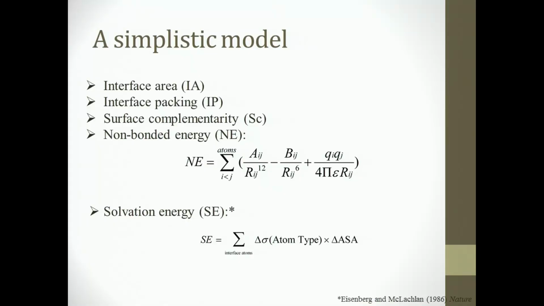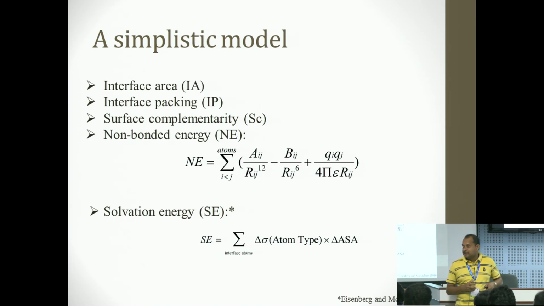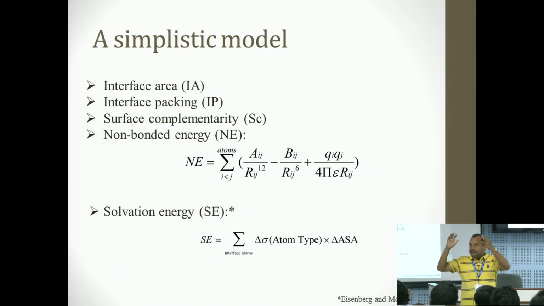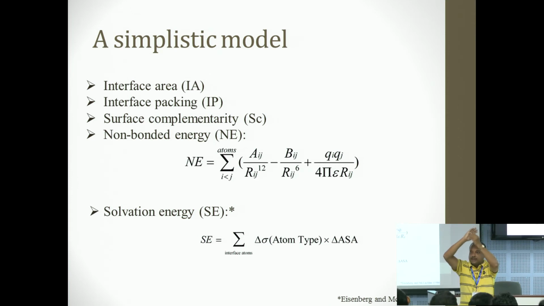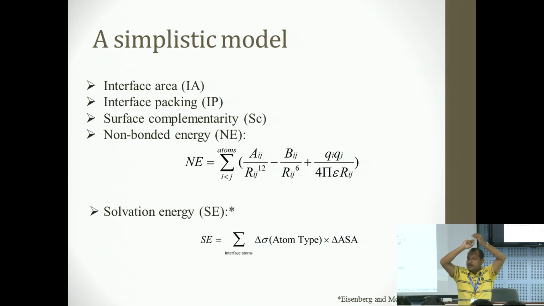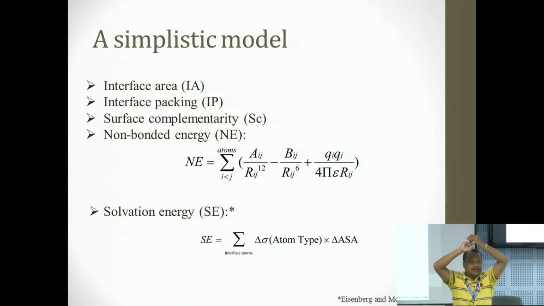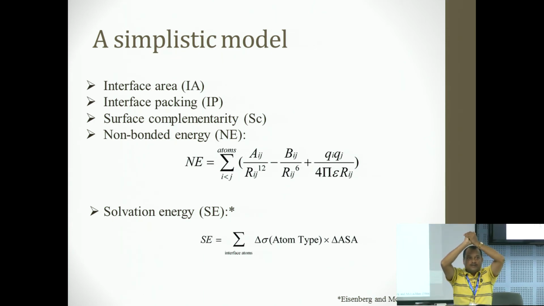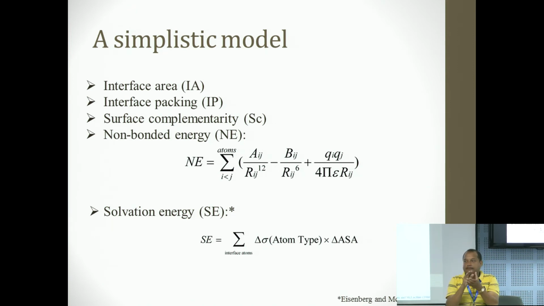The next is the interface packing, which ensures how much packing is there, because if this is the case, so here there is a void, here there is a void, and you are trying to form one complex and this is the contact area, then it is not going to be much stable, because there is something going to be inside. Okay. So, if it is the case, then there is a problem. So, you have to find out how much packing is there.